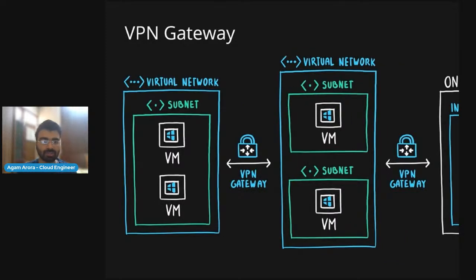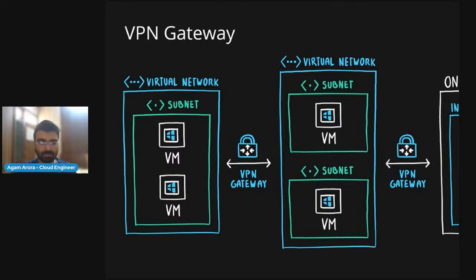So the next one is the VPN gateway, or the virtual network gateway. As you can see on the screen, we have two virtual networks here, and this is on premises. One second, let me just. I don't know why this screen is not visible properly, but there is this on premises over here.